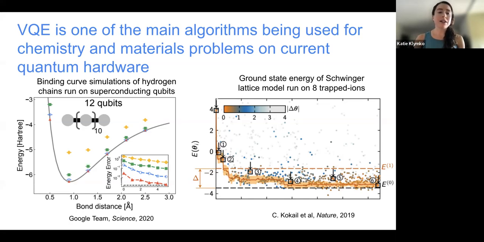So these types of hybrid algorithms, we believe, will be one of the main things people use in the near term to try and get quantum advantage, because these sorts of algorithms, like the QFT example Don showed, are so deep that we don't expect them to be readily available in the near term.